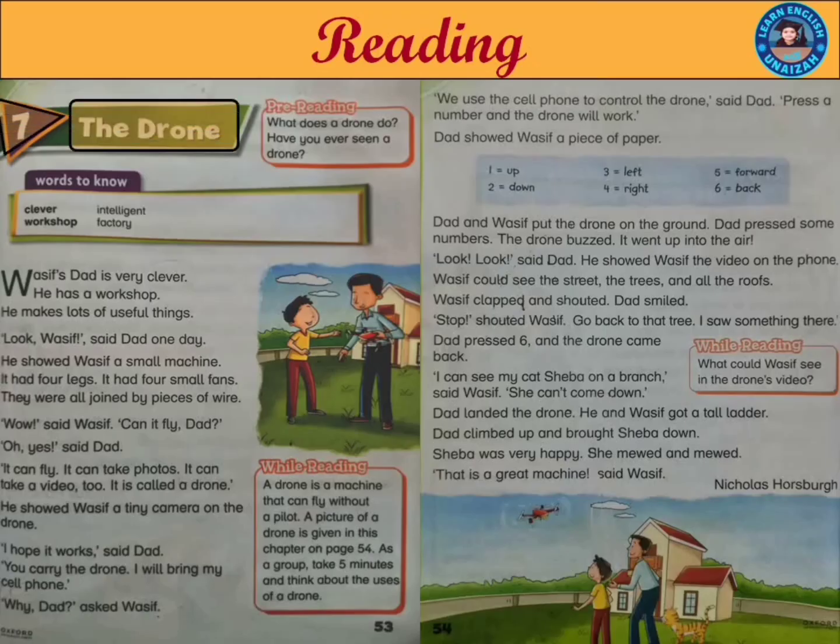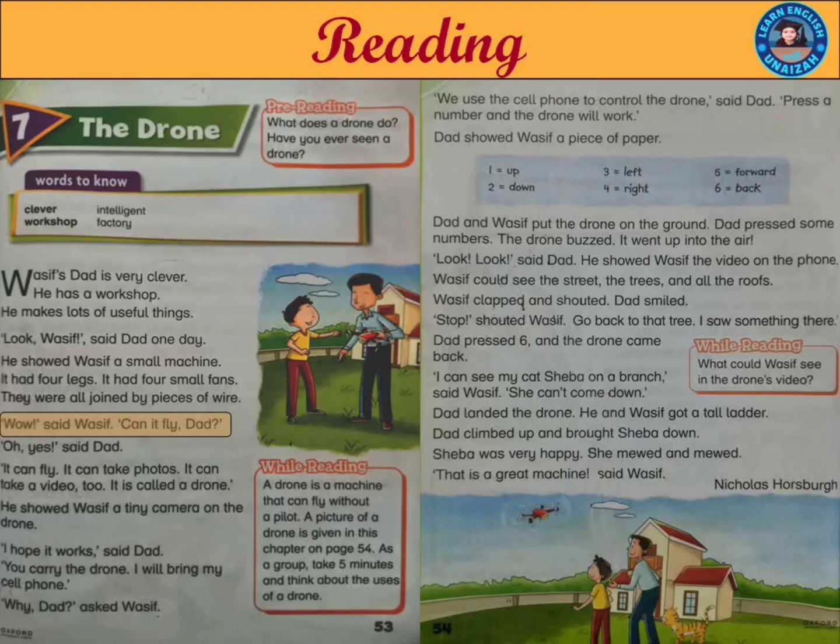7th lesson, The Drone. Wasif's dad is very clever. He has a workshop. He makes lots of useful things. Look, Wasif, said Dad one day. He showed Wasif a small machine. It had 4 legs. It had 4 small fans. They were all joined by pieces of wire.